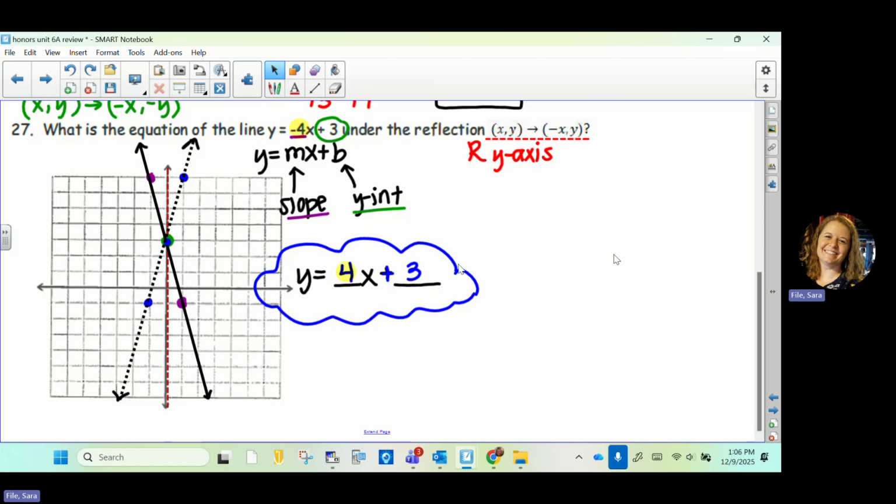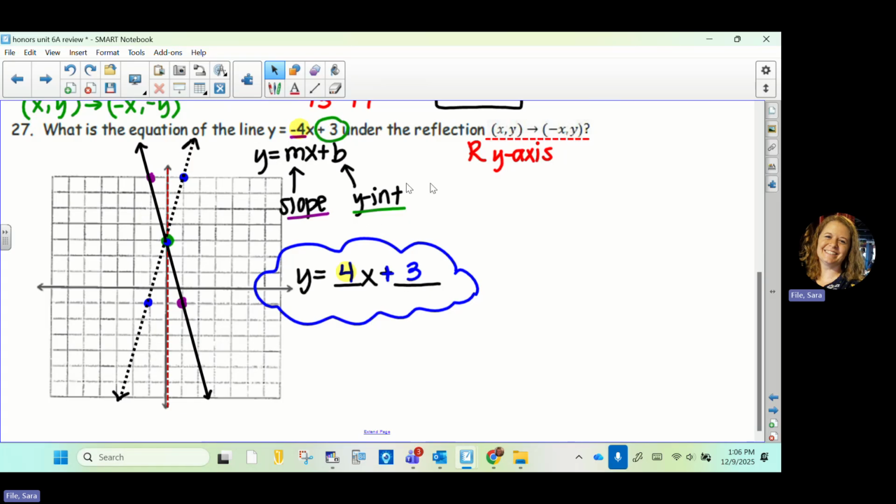Had this been a reflection over the X-axis, for instance, if I had this original line and I wanted to flip it over the X, wouldn't that y-intercept change to be -3? If I reflected that point down below the X-axis? Can y'all visualize that? Yep. So if you're reflecting over the Y-axis, your y-intercept doesn't change. But if you're reflecting over the X-axis, the y-intercept would have also changed signs.